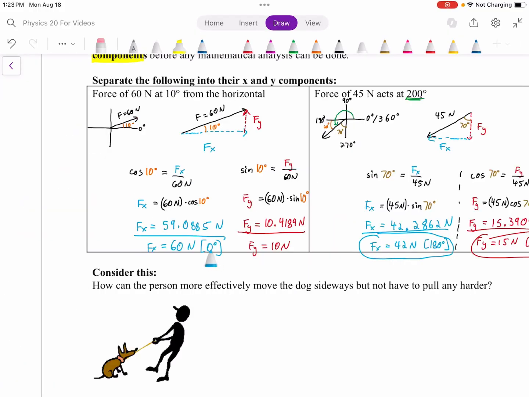I forgot directions on my components for this one. So for this one, the x component would be at 0 degrees, right? Perfectly to the right. And the y component is straight up. That would be 90 degrees.